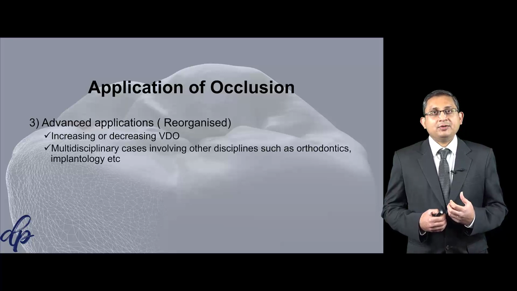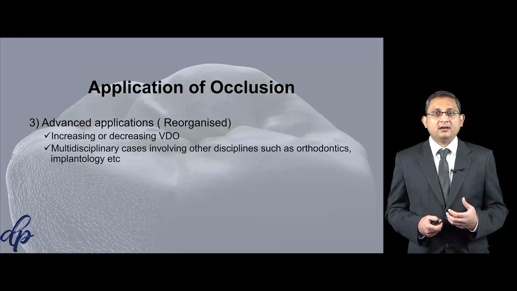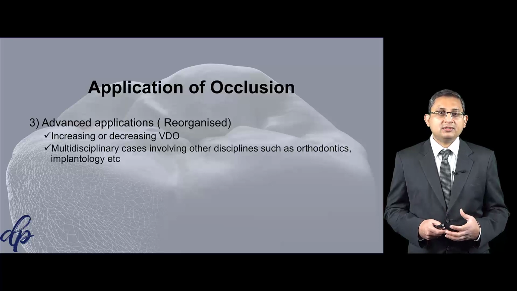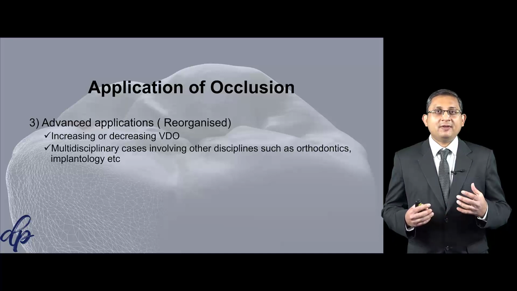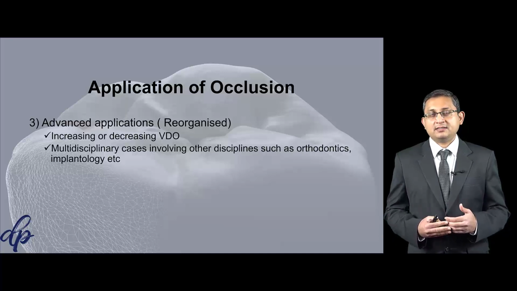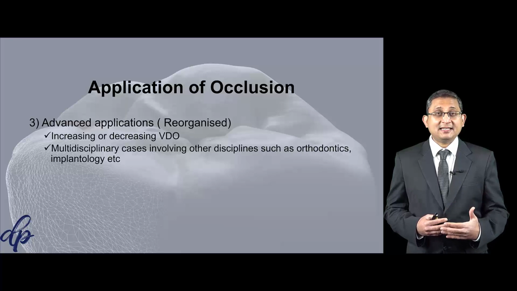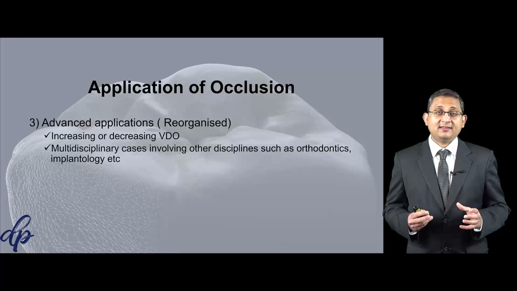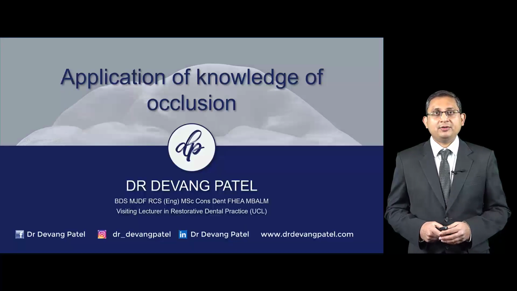And of course, when you're doing multidisciplinary cases involving other disciplines, such as orthodontics and implantology, you will be able to bring the whole mouth into harmony. And when you are asking an orthodontist to do teeth straightening, you will be able to prescribe an appropriate occlusal scheme, which will then help you in maintaining the patient's teeth in the long term. So I hope you found this video useful.